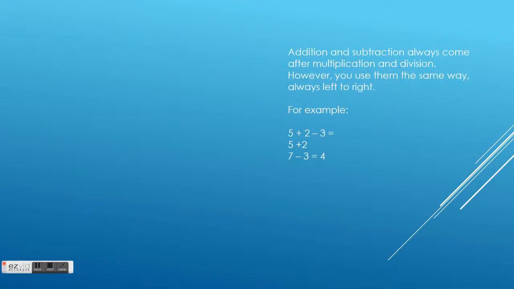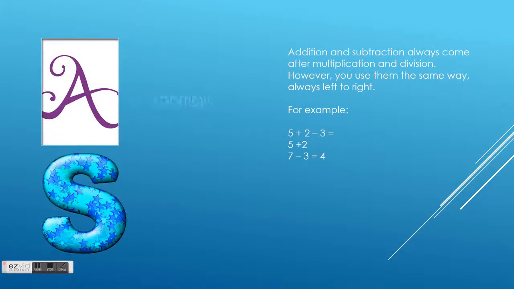So last but not least, you have your A and your S, which is addition and subtraction. Much like multiplication and division, these work the same way. They can be switched in and out, not necessarily how they are in order with the PEMDAS formula. So again, you will go left to right. So 5 plus 2 minus 3. Obviously, if you're going left to right, the first symbol that you see is your addition symbol. So you would do 5 plus 2, which is 7, minus 3 equals 4.